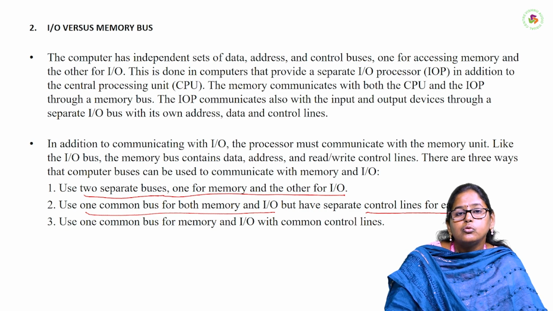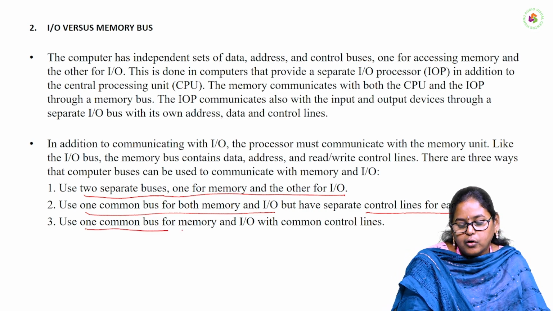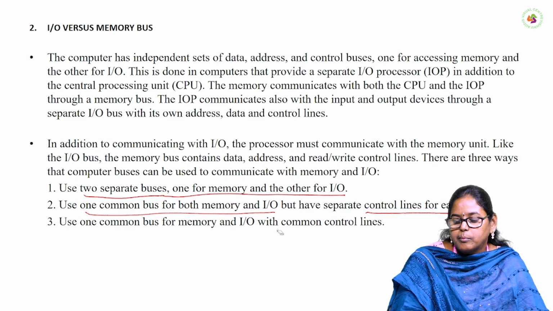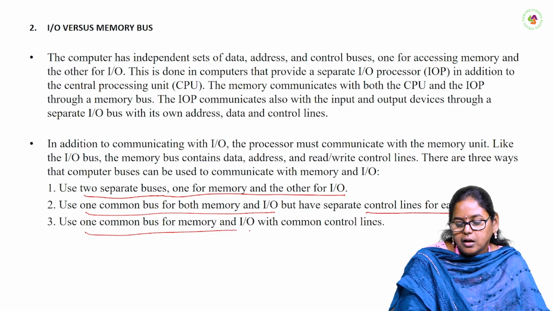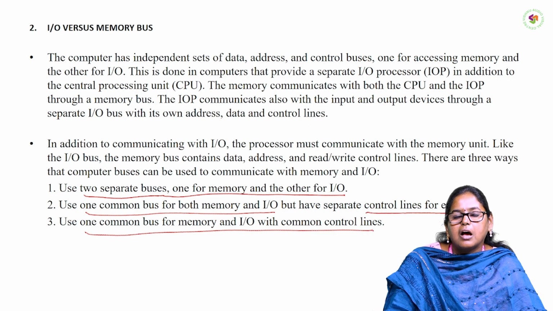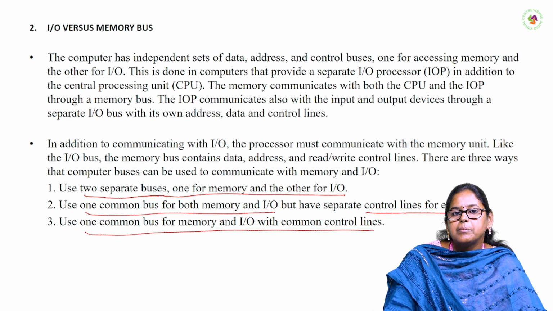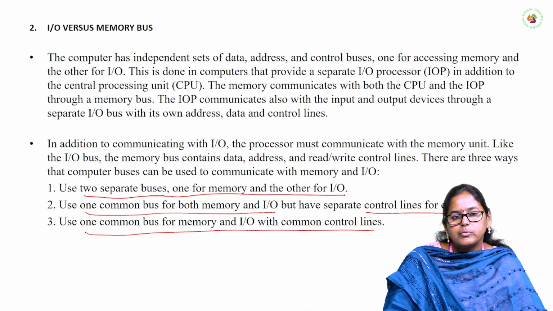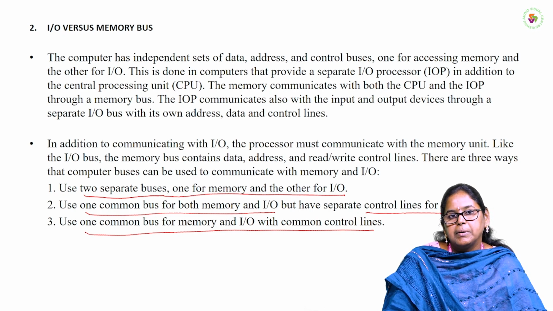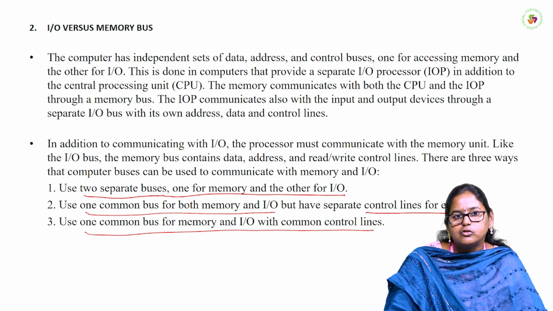And the third option is using one set of common bus for memory and IO along with common control lines. So these are the three ways the processor can communicate with the memory and the IO devices. As I have told, the first option is using a separate memory bus and separate IO bus for communicating with the memory and the IO. The second one uses the same set of address lines and data lines to communicate with the memory and the IO, but using separate control lines. And the third one uses the same set of address, data and control lines for the communication with the memory and IO.